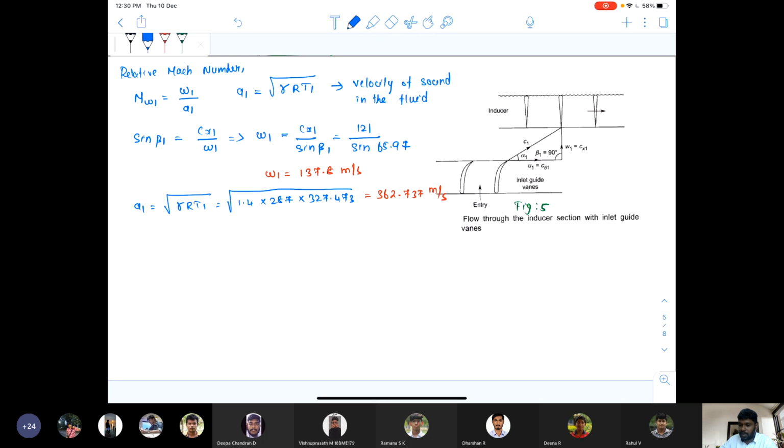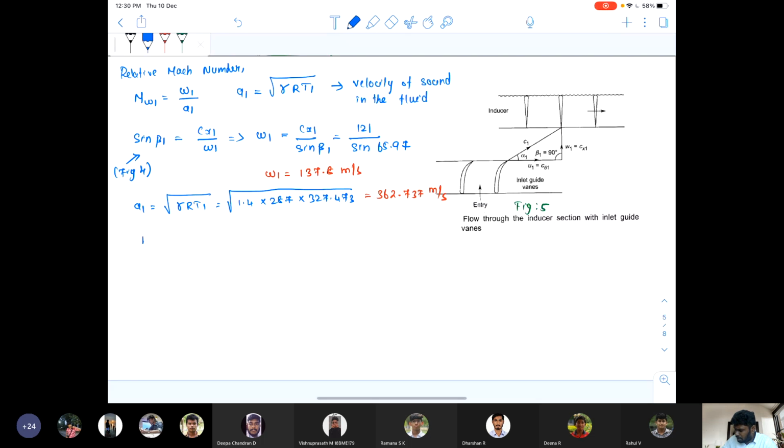This is the velocity of sound in the corresponding fluid, and this equation we can derive from figure 4. Now, if you substitute the value of W1 and A1 in this equation, you can find the relative Mach number without the inlet guide vane.